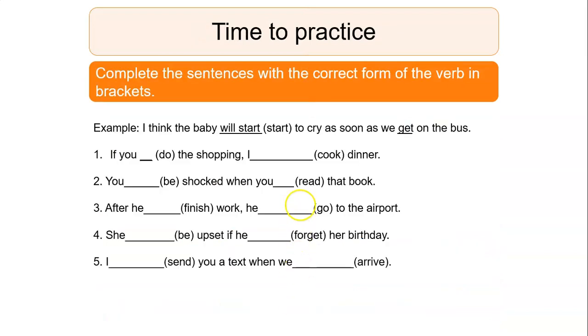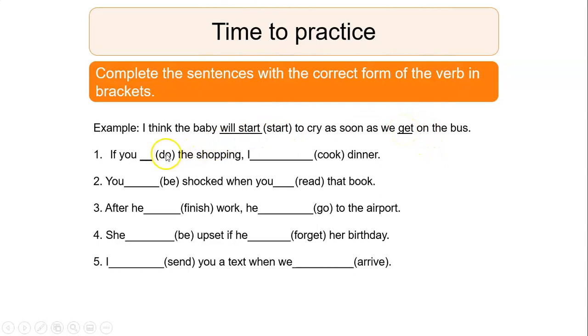Let's practice. Complete the sentences with the correct form of the verb in brackets. Let's look at the example together. So I think the baby, we have start. So here it's will start, right? Because that's the main clause. This time we put the main clause first. As soon as, and that introduces the future time clause in the present simple. We get on the bus. Okay, I just forgot to put the get in brackets, but you see what I mean.